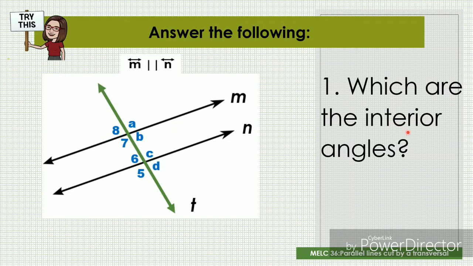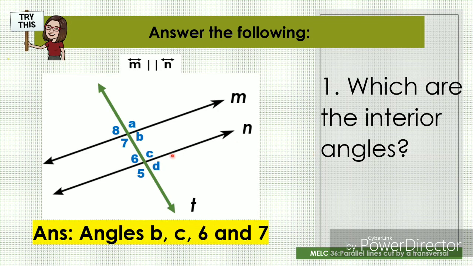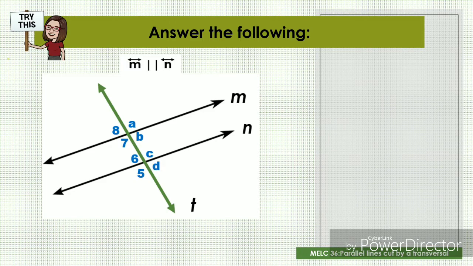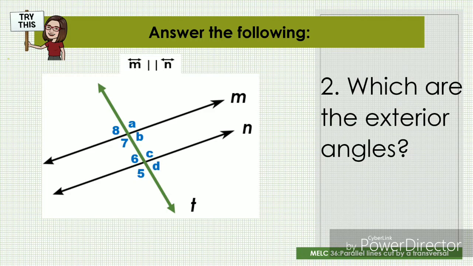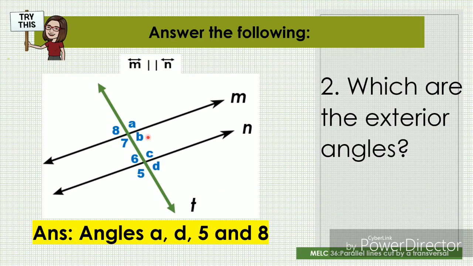Which are the interior angles? Yan, madali yan. Pag sinabing interior, nasa loob. Diba? O, alin yun? These are angles B, C, 6, and 7. Loob, diba? Napakadali. Next is, which are exterior angles naman? Ayan, nasa labas sila. They are angles A, B, 5, and 8.